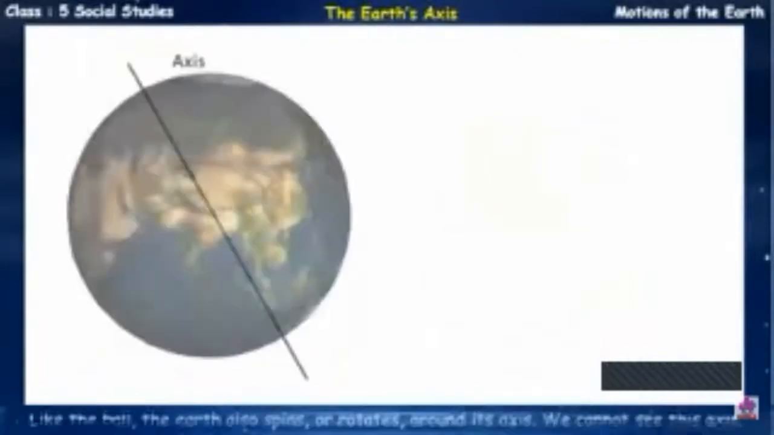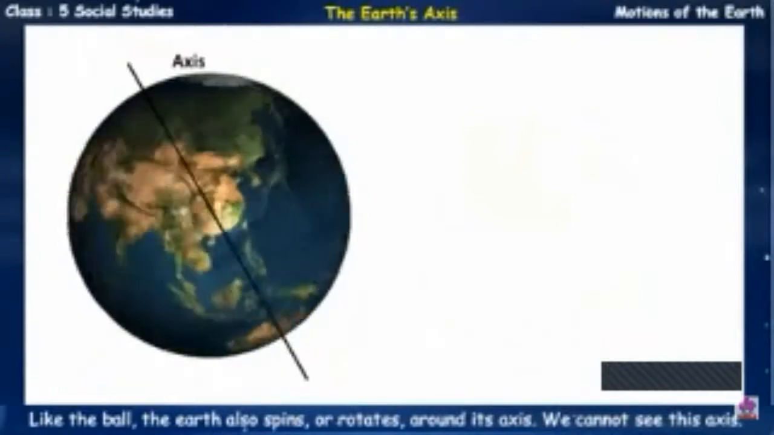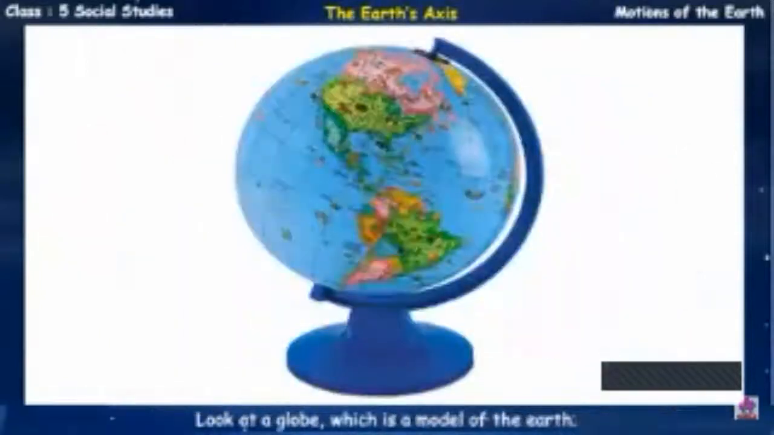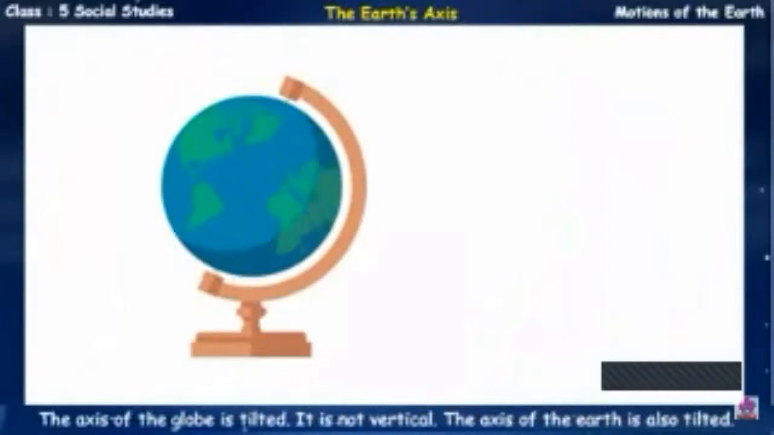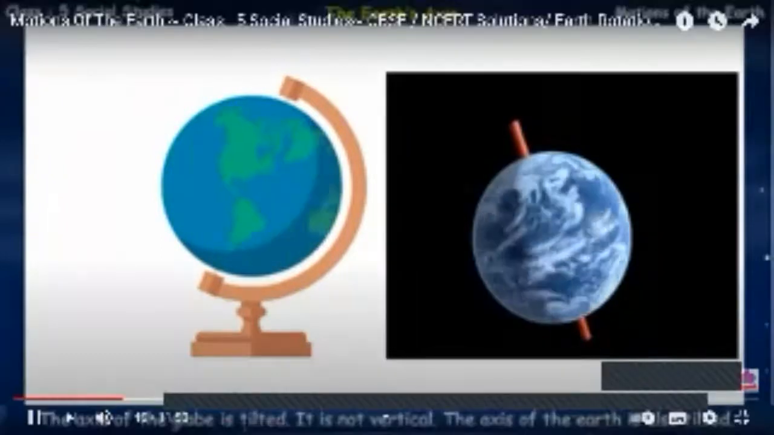Now spin the ball. It will also spin around an axis, but you will not be able to see it. The Earth's axis. Like the ball, the Earth also spins or rotates around its axis. We cannot see this axis. Look at a globe, which is a model of the Earth. It will help you to understand some more things about the Earth. The axis of the globe is tilted, means slanting. It is not vertical. The axis of the Earth is also tilted in the same way.